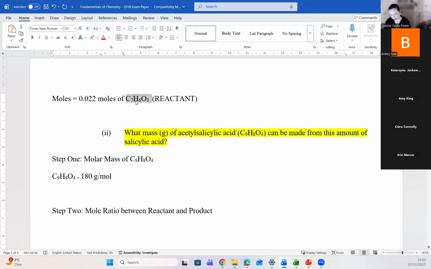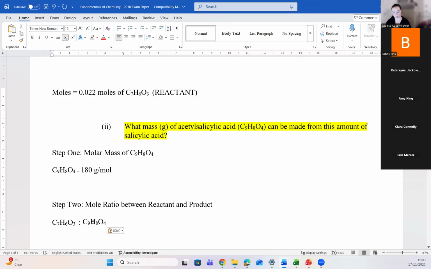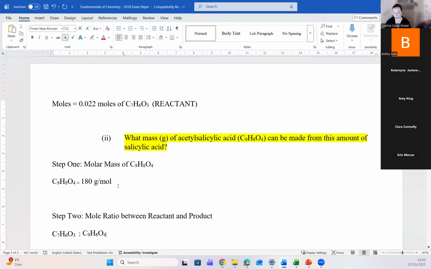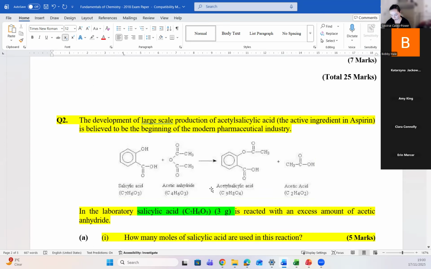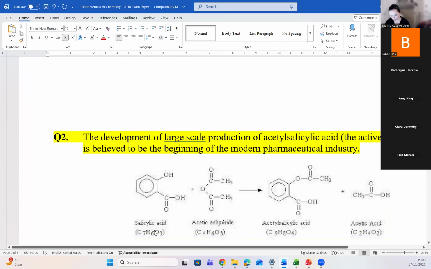Okay, so we have our C7H6O3 as our reactant, and our product is acetylsalicylic acid, which is C9H8O4. Just a reminder, where I'm getting those from is just under here. You'll see it in the reaction there, C7H6O3 and C9H8O4.